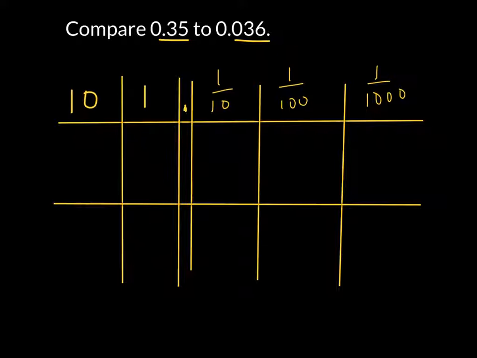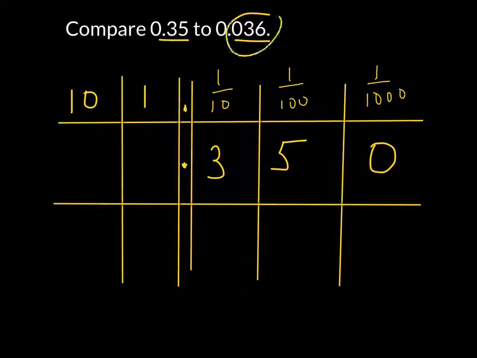So when I write 35 hundredths, I can see that my decimal is in between the ones and the tenths, and just to the right of the decimal I have a 3. That's in the tenths place, and then in the hundredths place I have a 5, and that's 35 hundredths. Now another way of writing this and making it easy to compare would be to put a 0 in the thousandths place, and now I have 350 thousandths.